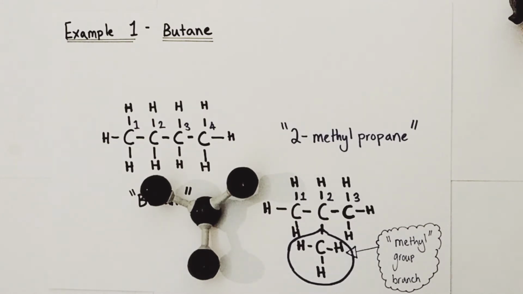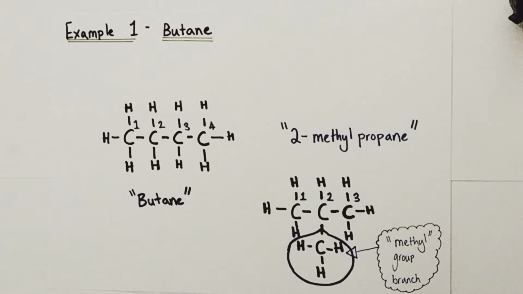2 tells us where that branch is coming from, and it's always hyphenated into the rest of the name of the molecule. Methyl tells us the length of that branch. This is a 1-carbon branch, so it is a methyl group, emanating from the center of the propane chain, the main body of the molecule itself. So the full name is 2-methyl propane.